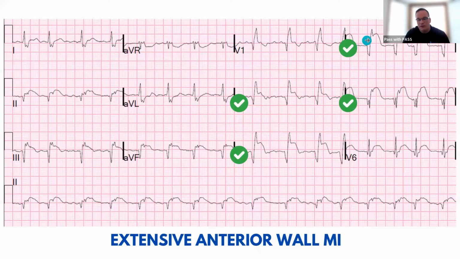I continue over. Yep, I have ST segment elevation in V4, which is an anterior lead. I come down to V5, which is a lateral lead. I certainly have ST segment elevation in V5. Now I have septal involvement, anterior involvement, and lateral involvement. That's an extensive anterior wall MI. There's an 80% chance this patient is going to die from this.